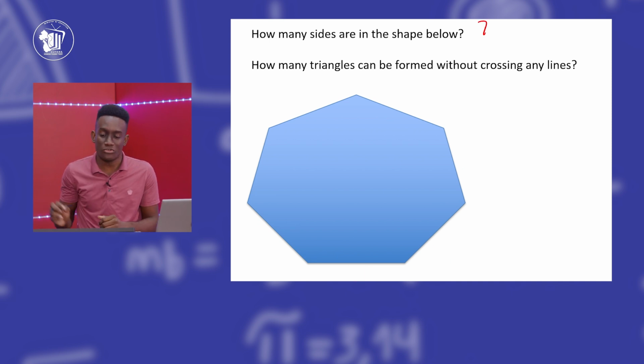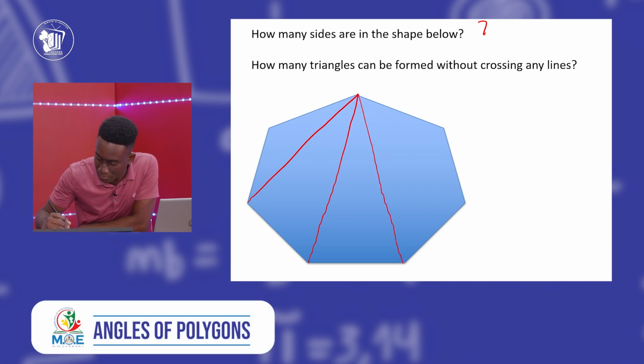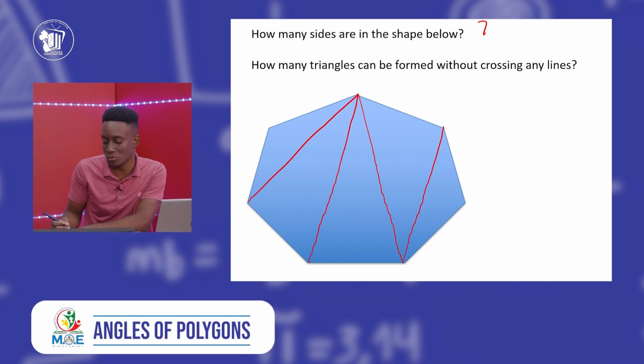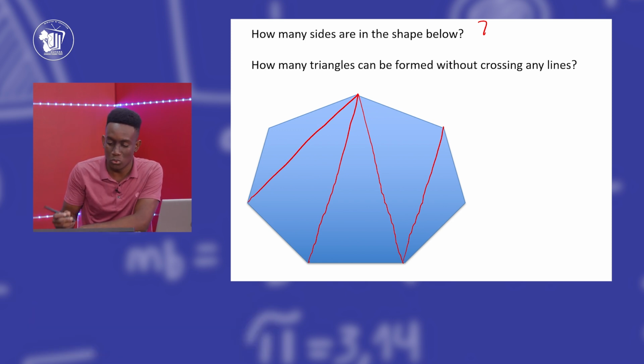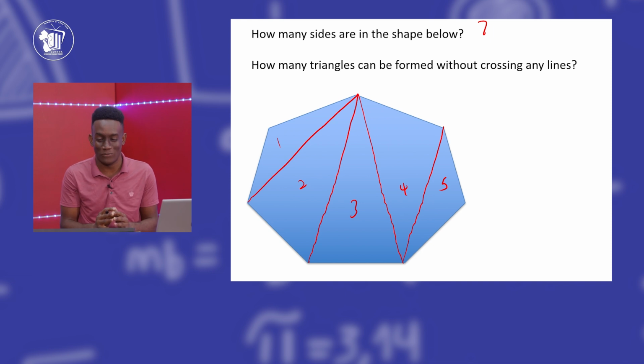So the next one, how many triangles can be formed without crossing any line? So let's see. We can form 1 triangle here, and we can form another one here. We can also form another one here, and then we can also form another one here. Can we form any others without crossing any lines? No. So we have 1, 2, 3, 4, 5 triangles. So it's a 7-sided shape and 5 triangles can be formed.